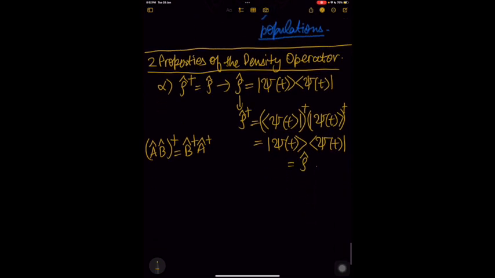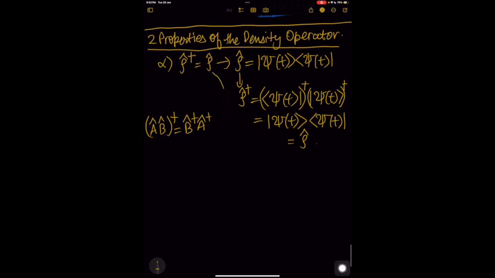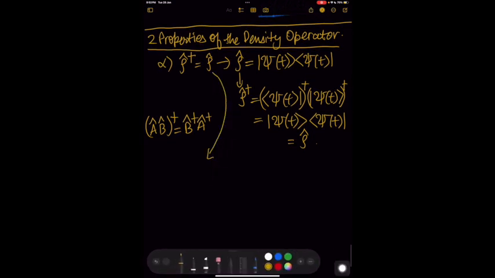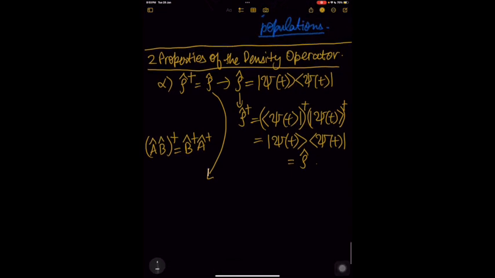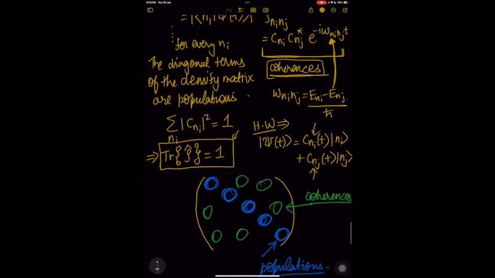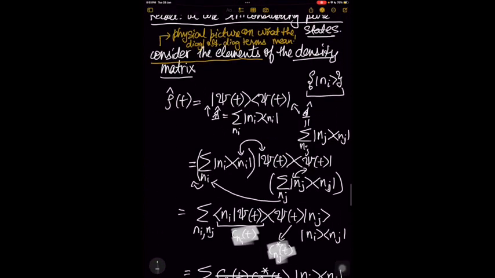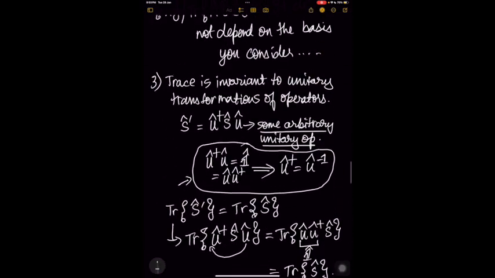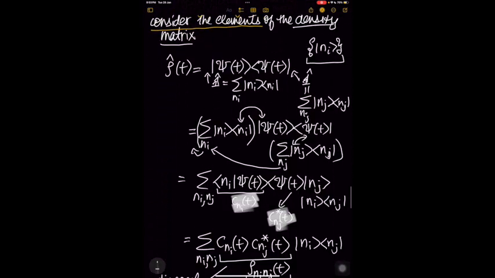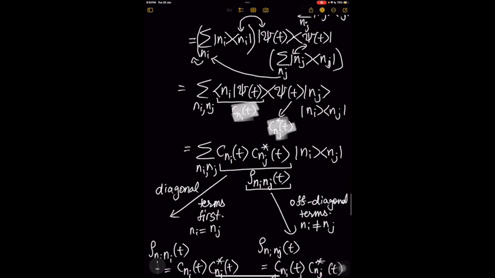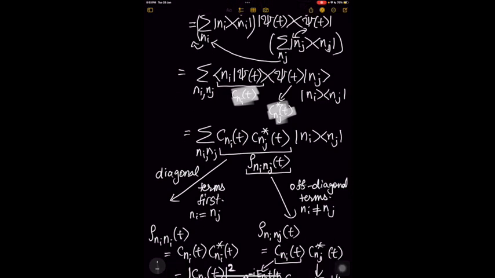Another way to prove this, which is more mathematically rigorous, is to consider the density operator in a specific basis. So let's just consider the previous case where we wrote the elements of the density operator in a specific basis, which I am referring to. So let's just write it this way.